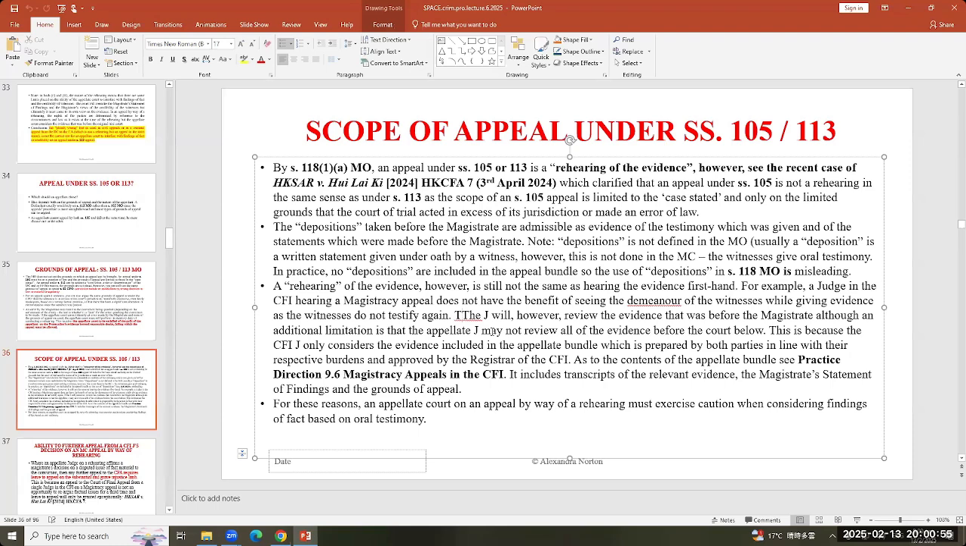So on this rehearing, of course, the court doesn't have the opportunity to see the demeanor of the witnesses when they're testifying. So it will still be reluctant to reach different decisions on credibility. And they have to exercise caution when they're considering findings of fact that were reached based on oral testimony, because they don't have the benefit of seeing the witnesses testify live.